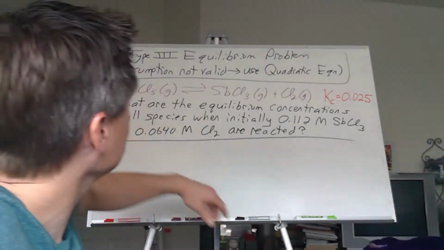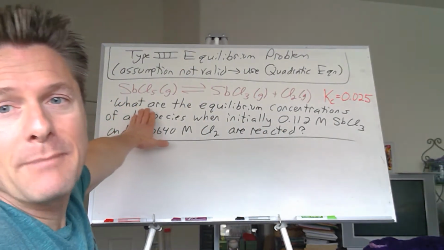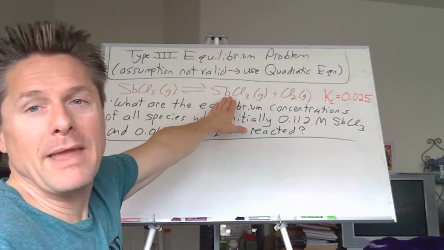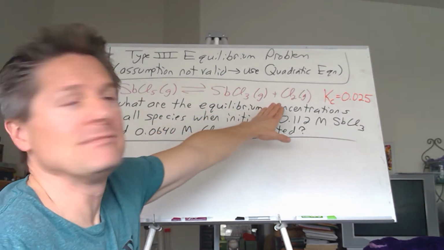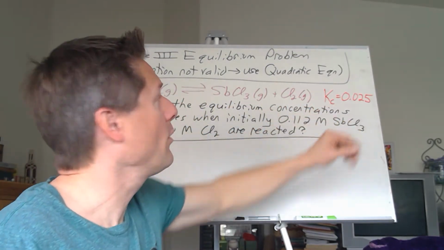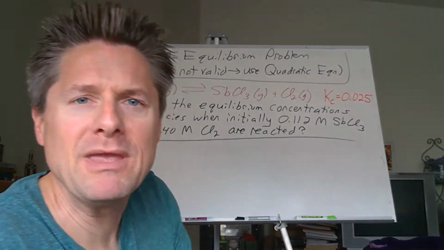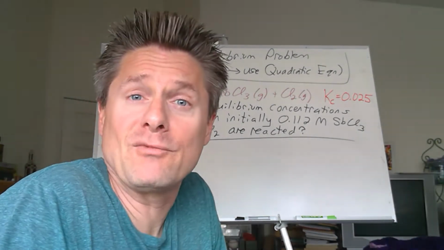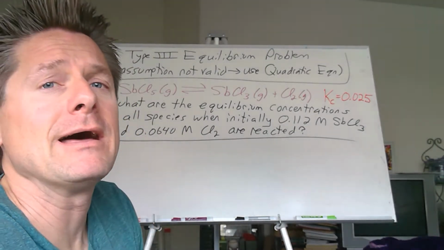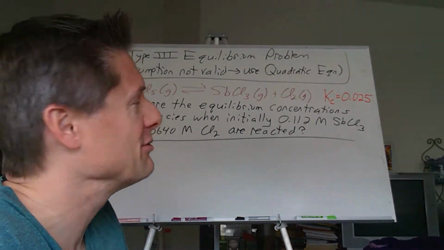So here's our problem. We've got some antimony pentachloride gas forming some antimony trichloride gas and some diatomic chlorine gas in equilibrium with a Kc value of 0.025. They could have given you a Kp value because they're all gases, but who cares? We can always switch from Kp to Kc. Just go back and check out that video on how to do that. You need the temperature to do that, though.